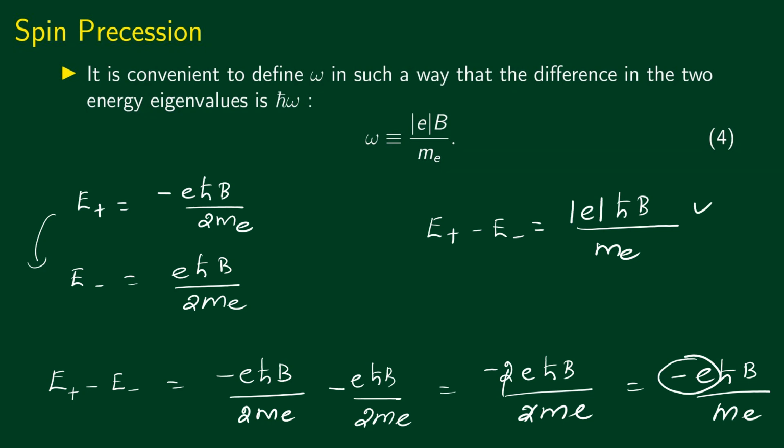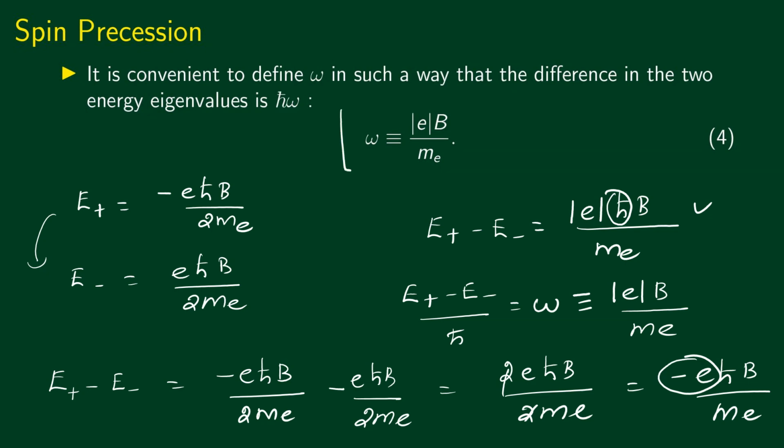Now, why did we find this difference in energy eigenvalues? This is for a convenient definition. You see that there's an h bar here, so this has the units of energy. If we take E plus minus E minus divided by h bar, this has the units of angular frequency. We'll write it as omega, and we'll define this omega as modulus E B divided by ME. That's what we have here. This is just a definition for later convenience.